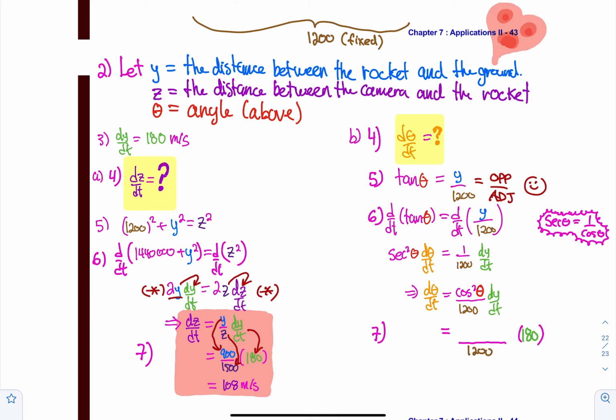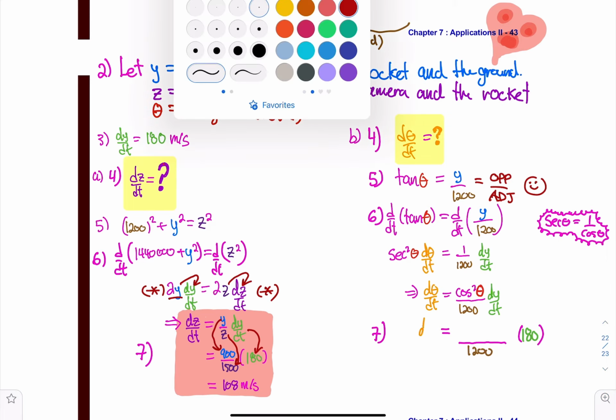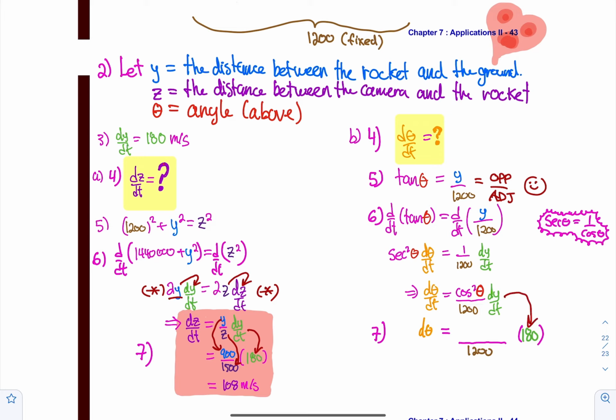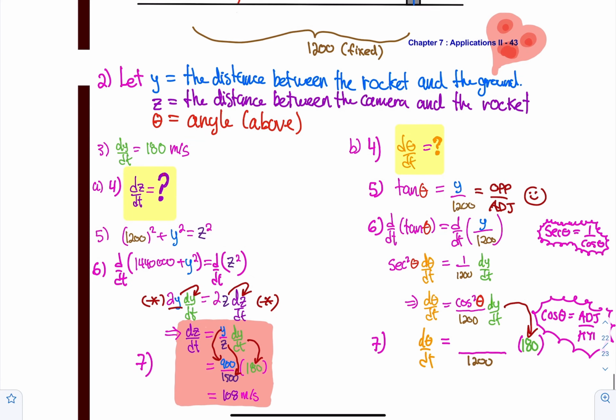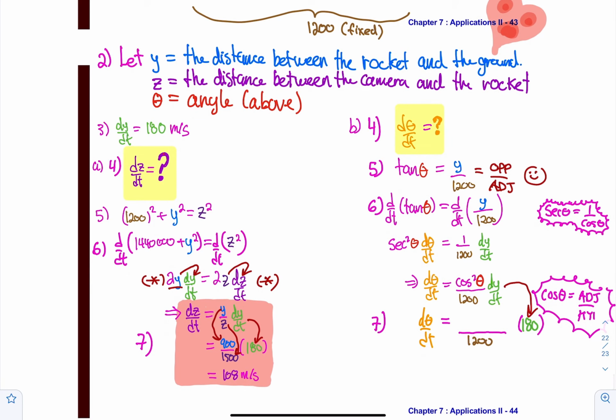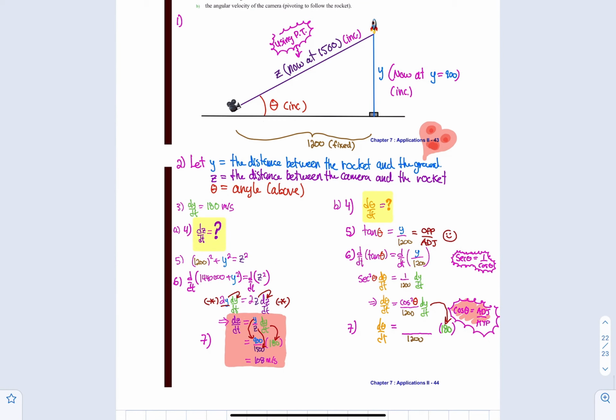So cos squared theta is the tricky part. The over 1200 is fine. The dy/dt is 180. We are looking to find a numerical value for d theta/dt. What about cos theta? We don't even have theta. You could compute theta, or you could also remember that cos theta is the adjacent side over the hypotenuse. So here we won't be able to escape it. We'll need the hypotenuse here. So what is the adjacent side?